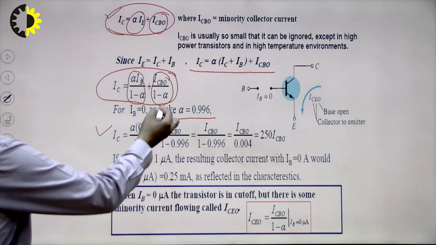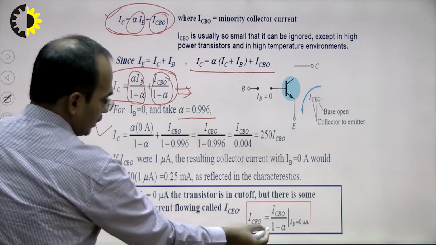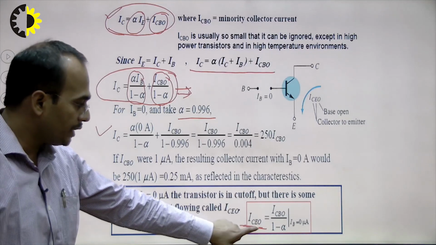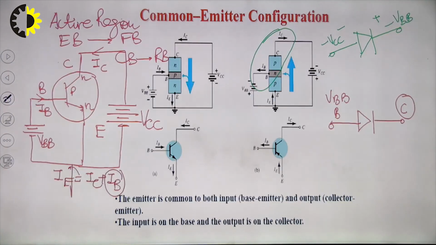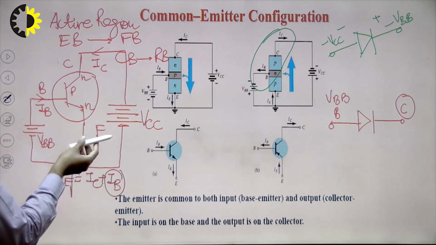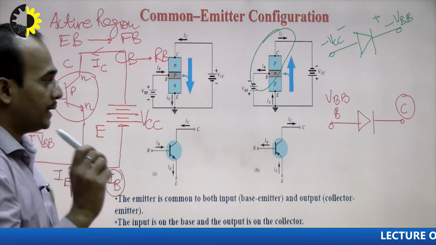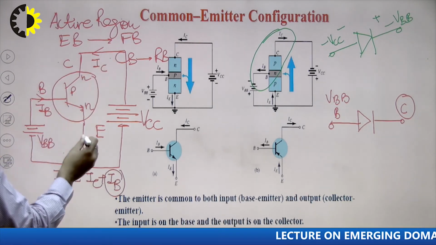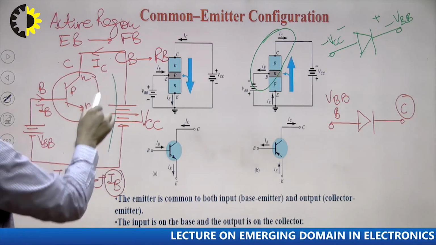This term is written as, in case of common emitter configuration, ICEO. ICEO is nothing but the collector to emitter current when the base is open. Why is the base open? From this circuit you can see that the minority carrier current will flow when the junction is reverse biased. When the emitter base junction is forward biased, the collector emitter junction is reverse biased. So the minority carrier current will flow only in this junction.